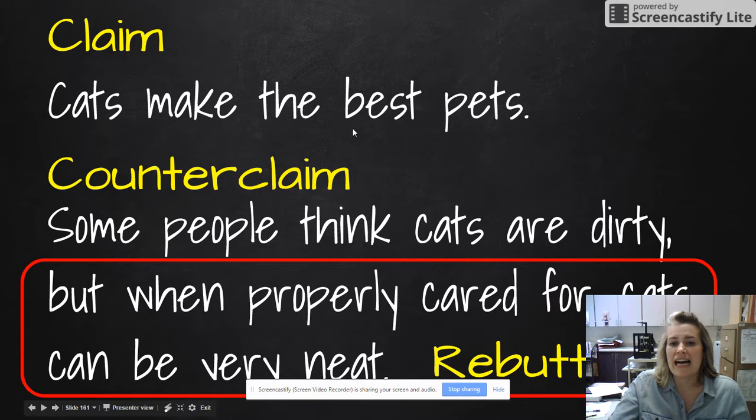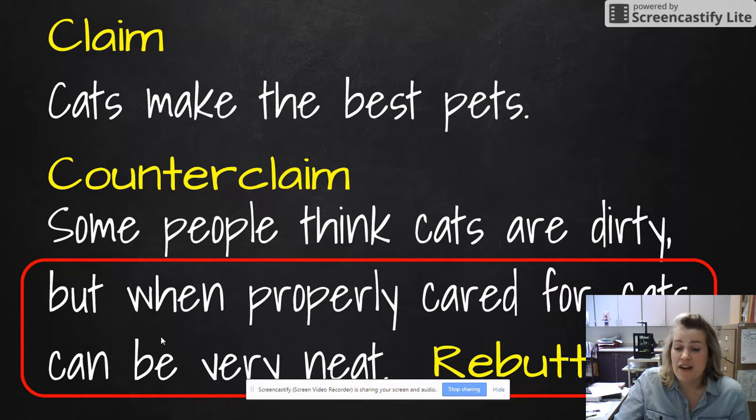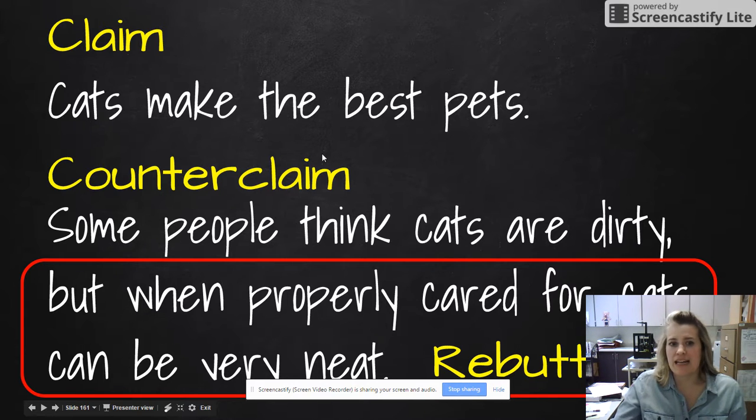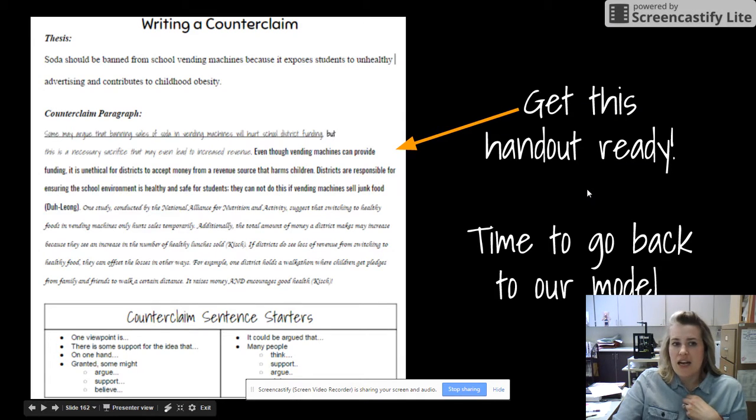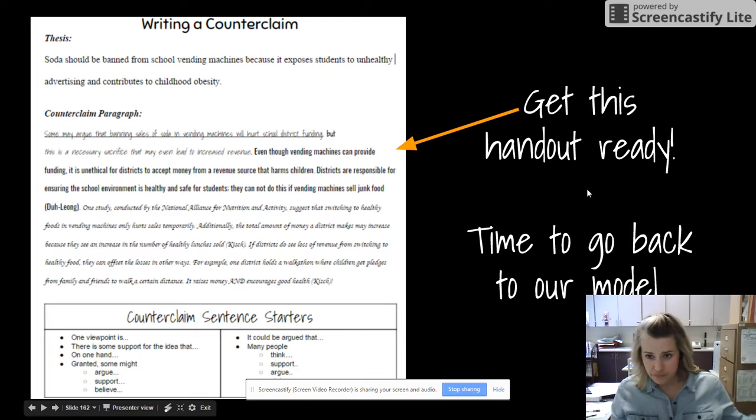So if my claim was cats make the best pets, my counterclaim could be some people think cats are dirty. And then here's my rebuttal: but when properly cared for, cats can be very neat. So my counterclaim is the opposite of my claim. So cats are good, and then my counterclaim, cats are bad. And then my rebuttal is proving why this counterclaim is wrong. Okay, let's look at another example.